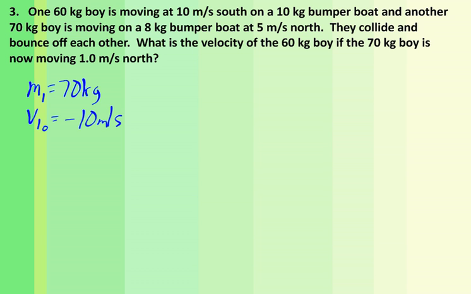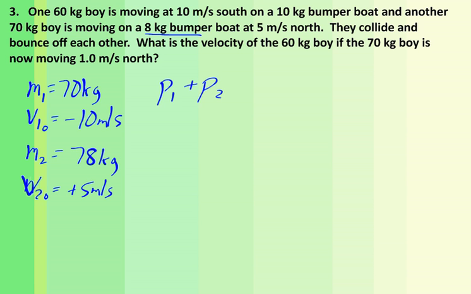Another 70 kilogram boy is moving on an 8 kilogram boat. So the mass of our second object in our scenario is 78 kilograms. He's moving at 5 meters per second north. So velocity 2 initial is +5 meters per second. So we have two objects, each have their own momentum. We have two boys on their boats. They're both moving at different velocities in different directions, so they each have their own momentum.